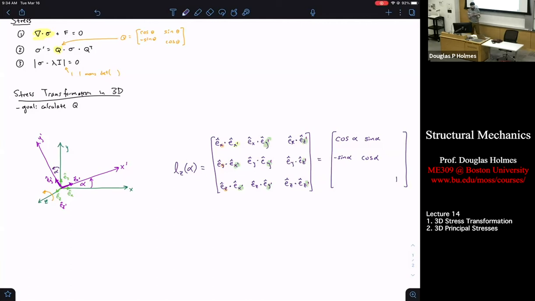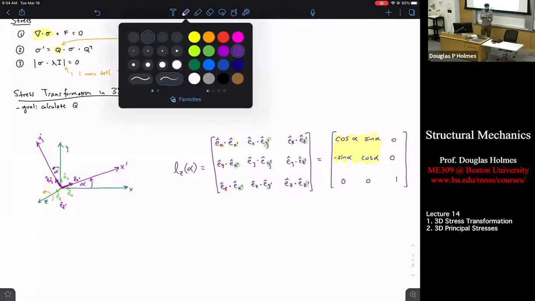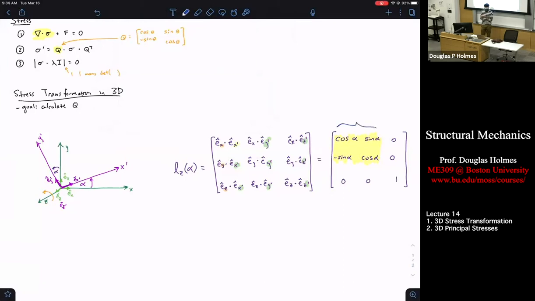And the remainder of this rotation matrix fills out with a bunch of zeros when you're dotting them into Z prime. Why? Because they remain orthogonal to Z prime. Z prime doesn't change, so you're dotting two things that are orthogonal to each other, so you get something that's zero. This should be familiar because this is just the Q that you used last time. I'm going to call it Q2D. That's the Q we were using last time.